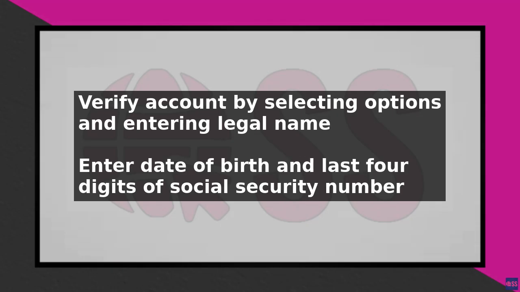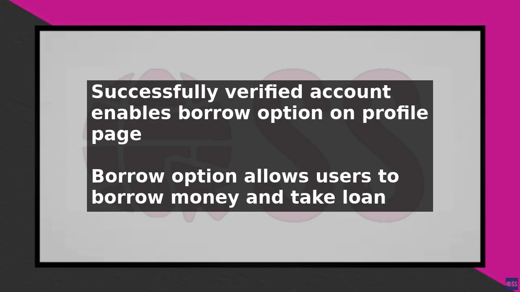This will take you to your profile page, which displays options such as saving, free text, buying Bitcoin, and investing in stocks. However, to access the borrow option, you must first verify your account, as unverified accounts do not have this feature available. To verify your account, select one of the given options and then choose all the provided options.